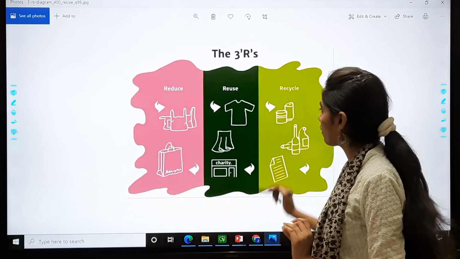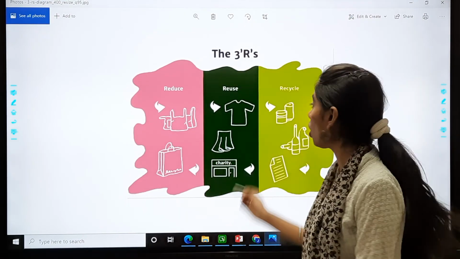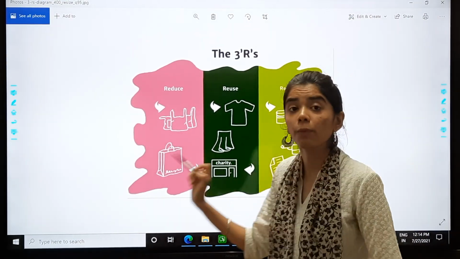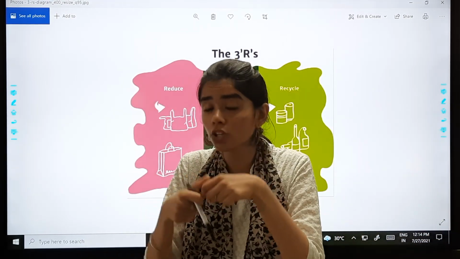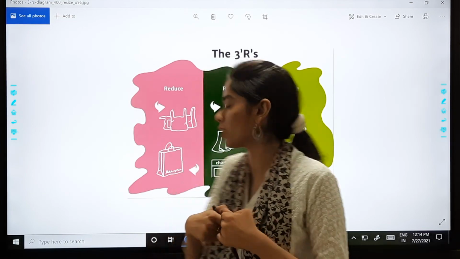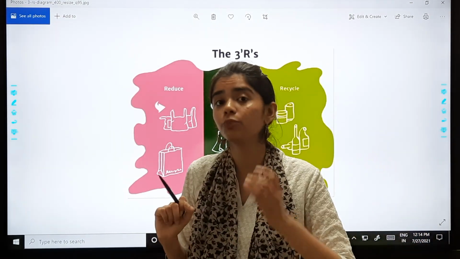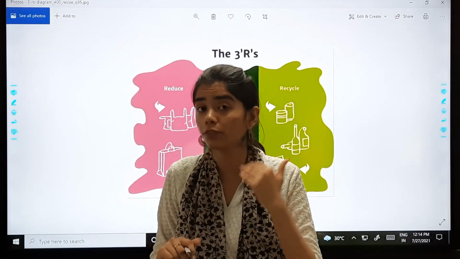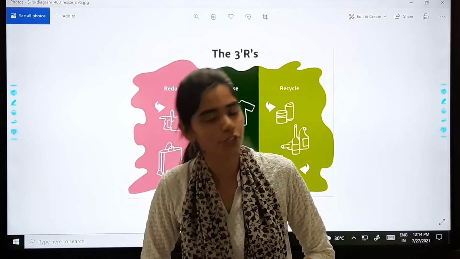Reuse. What they have done? This is a T-shirt or a top. So how we can reuse it? We can reuse it by making different curtains of it. We can make bags also, cloth bags also we can make out of it. And you can see charity. Charity means we can donate our old clothes. That is the clothes that we are not wearing, that we can donate for the charity.